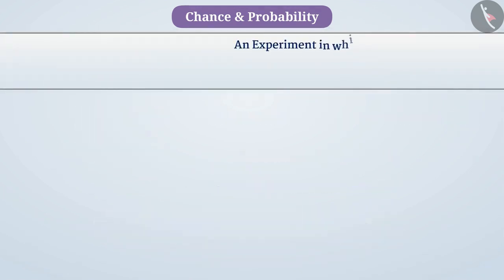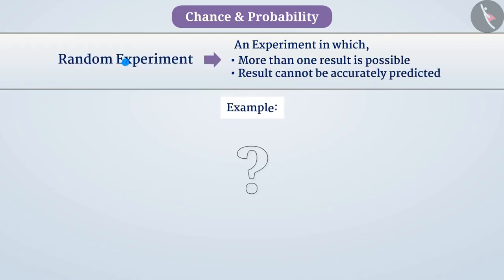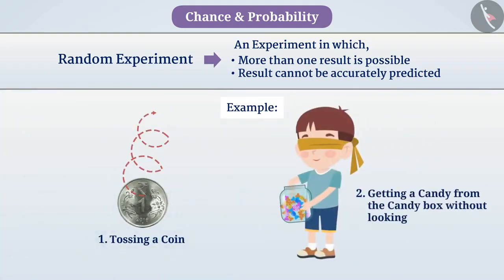An experiment in which more than one result is possible and the result cannot be accurately predicted is called a random experiment. Can you give any example of a random experiment? Think. Let me tell you, tossing a coin, getting a candy from the candy box without looking into it, etc. are all random experiments.